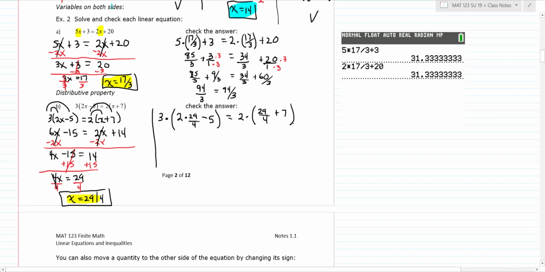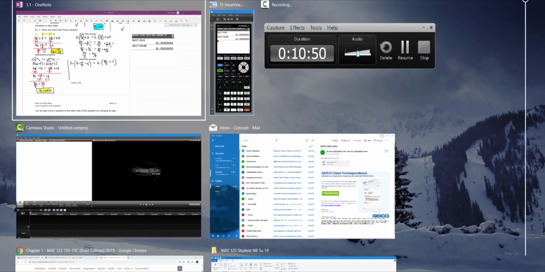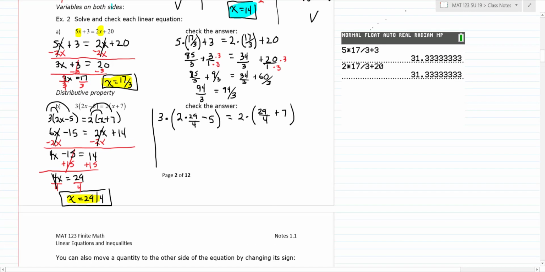Now, I'm going to do this without a distributive property. You don't have to do distributive property when you check. So I'm going to just kind of focus in on these 2 parts of the problem. I'm going to focus on that part first of all. Okay, and I'm going to do this at the side. It's just you're doing 2 times 29 over 4. There's 2 ways you can do this. You can multiply straight across. If you did that, you would have 58 over 4, but then you would have to reduce that. And these are even numbers, so they divide by 2. So 58 divided by 2 is 29. 4 divided by 2 is 2.